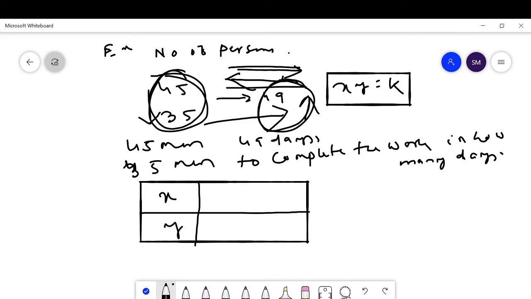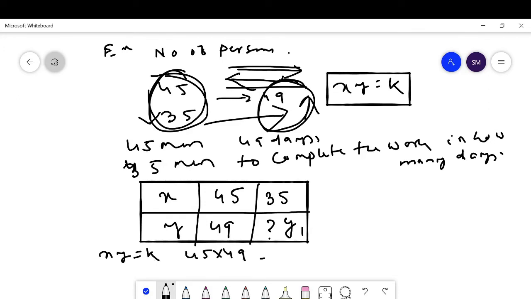This is x, this is y. Then when there are 45 men, there are 49 days. Then when there are 35 men, what will be the number of days? Means y, what will be the y1? Here this is inverse proportion, means x into y is equal to k constant. Then xy equal to k, means 45 into 49 is equal to 35 into y1. Hence y1 is equal to 45 into 49 upon 35.